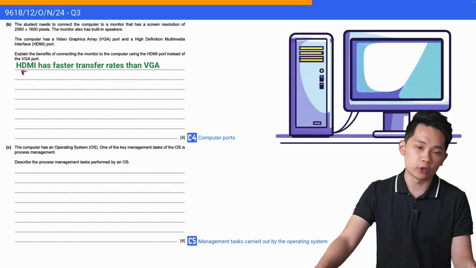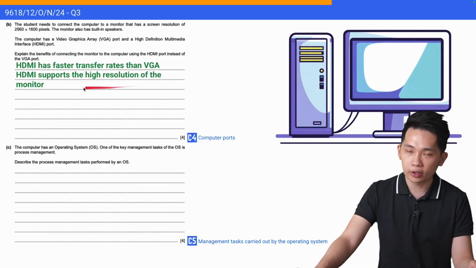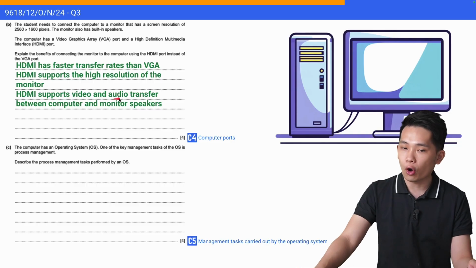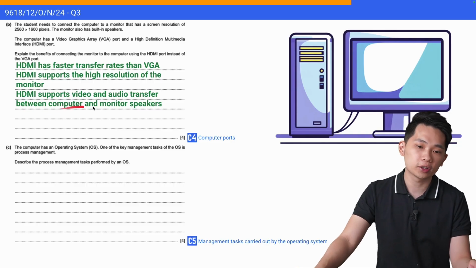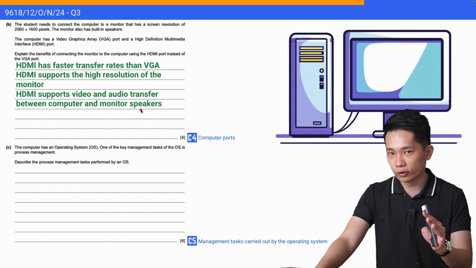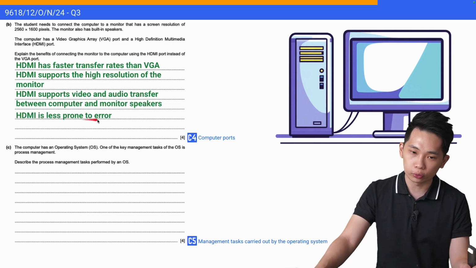So first, HDMI has faster transfer rates than VGA. Next, HDMI supports the high resolution of the monitor. At the same time, HDMI supports video and audio transfers between computer and monitor speakers. Take note that VGA only supports video but not audio. Finally, HDMI is less prone to error.